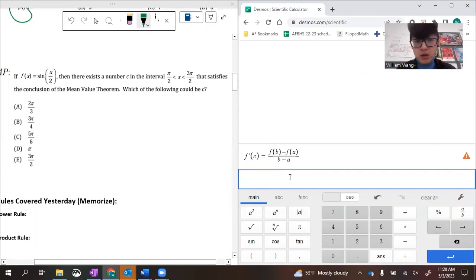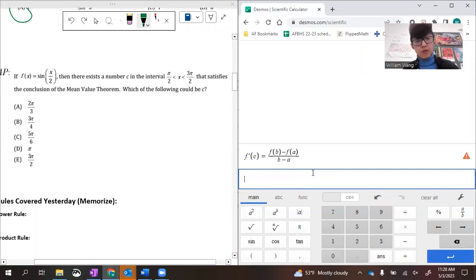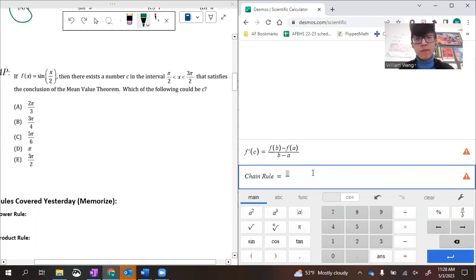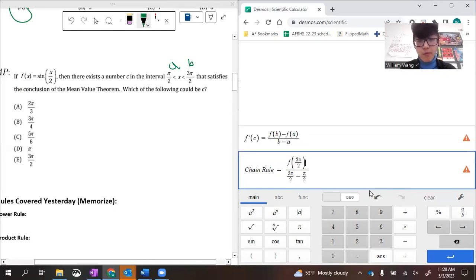All right, so f prime of c. First I'm going to take the derivative of this. We need to be careful because the derivative is actually going to require a chain rule. So I'm going to just leave the chain rule there and write it so I remember to use it. But the other side, I'm going to just fill in. My a and b are right here. So b minus a is 3 pi over 2 minus pi over 2, f of 3 pi over 2 minus f of pi over 2.